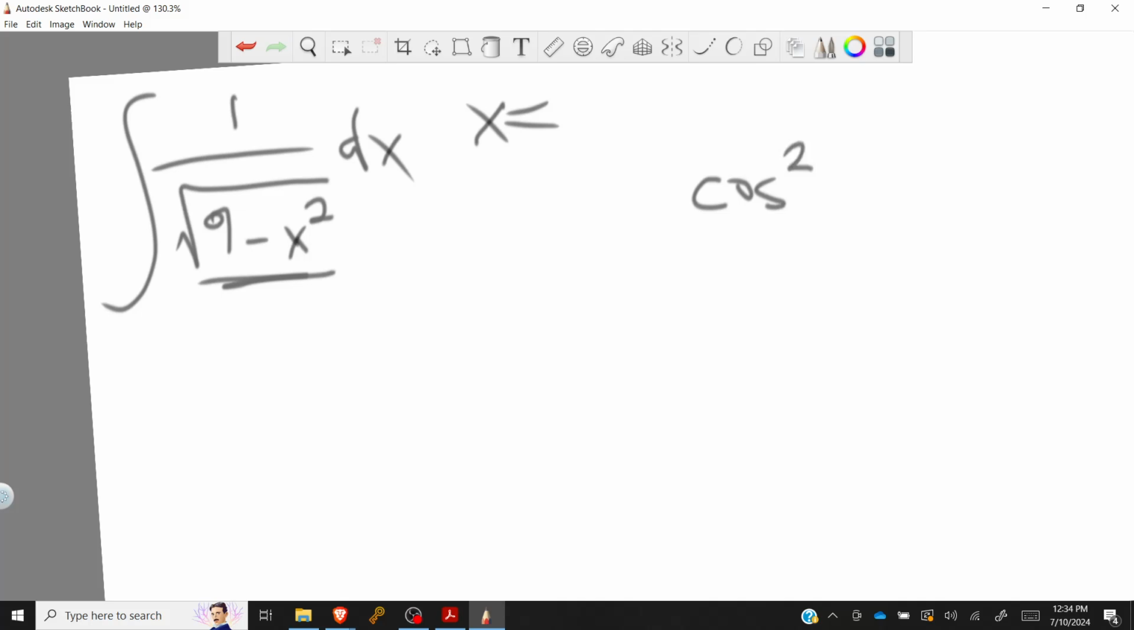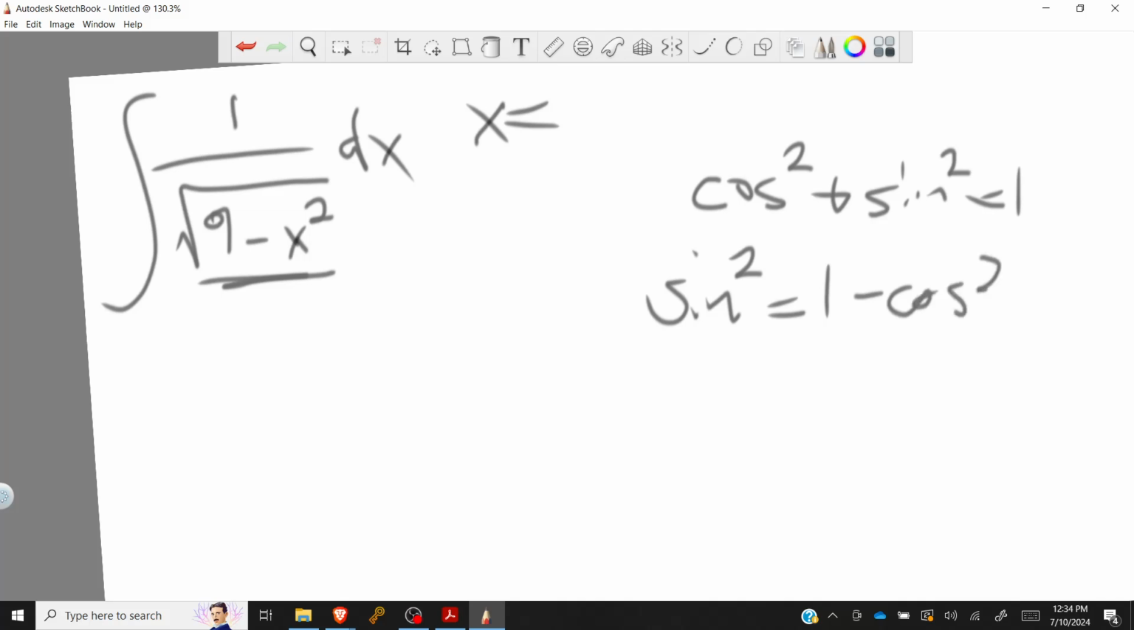If you remember the identity, cosine squared plus sine squared equals 1. You could have sine squared equals 1 minus cosine squared and have your x equal cosine. You could also have cosine squared equals 1 minus sine squared and have your x equal to sine. I'm not really sure which one is the right approach, but you just try one, and then if it gets you the answer, then it works. And you can try the other one if you'd like.